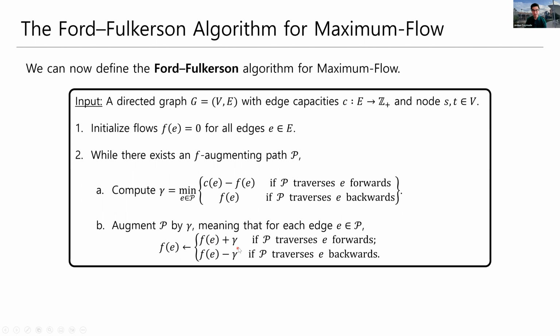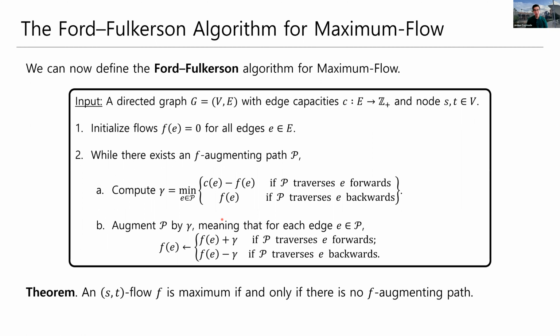Then you update the flow values as follows. If you traversed it forwards, you add that amount, so you do more flow in the forwards direction. And you take away that amount of flow if you traversed it in the backwards direction. This is going to make more sense with a picture, but the point is we're basically pushing new flow along our augmenting path, adding where we went forwards, subtracting where we went backwards.